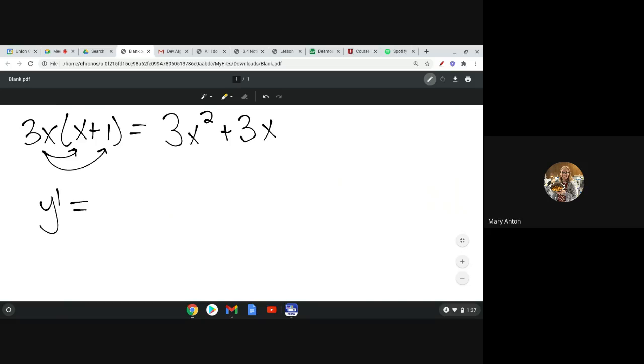So what's the derivative of 3x squared? 6x. Is that what we got? Yeah? They're both about the same. Sometimes one will be easier, sometimes not. Kind of depends on you.